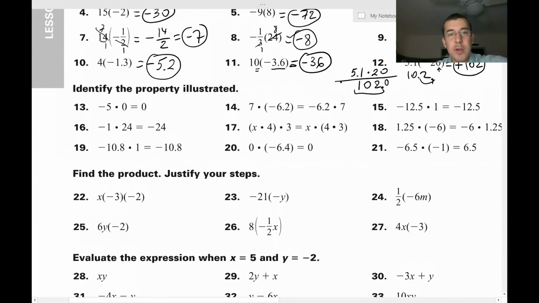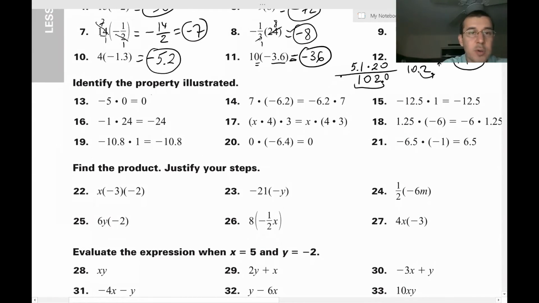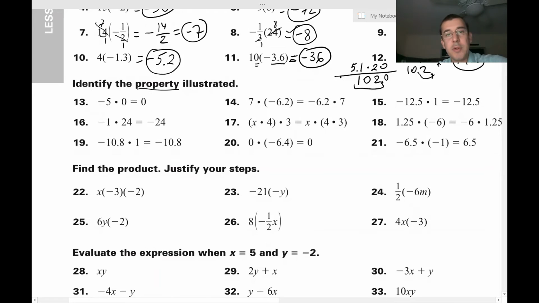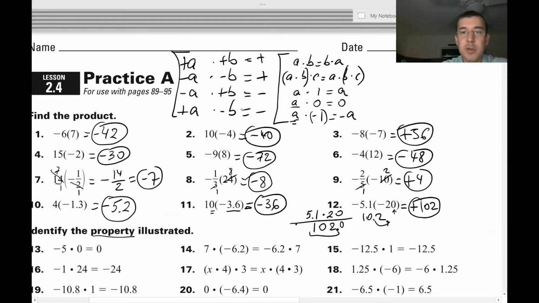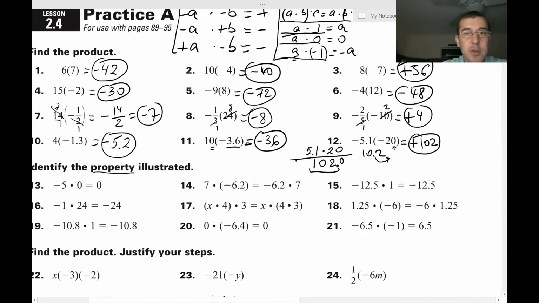Identify the property illustrated. All right. So we talked about the properties here. The commutative property of multiplication, the associative property of multiplication. This is the multiplicative property of 1, multiplicative property of 0, multiplicative property of -1. This is also called the identity property of multiplication. All right, so this is the multiplicative property of 0. Okay.